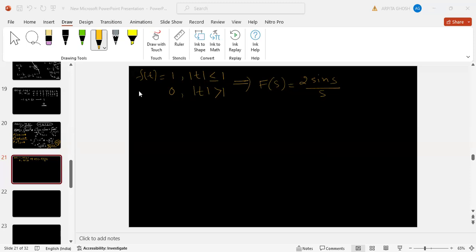So the function is 1 for mod t less than or equal to 1 and 0 for mod t greater than 1, and its Fourier transform is coming out to be 2 sin s by s. Now for the next part. What was the next part?